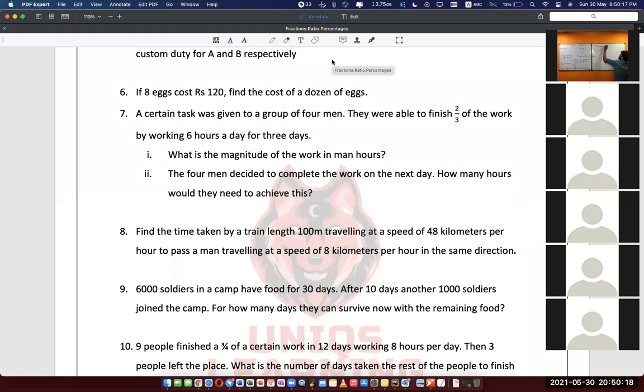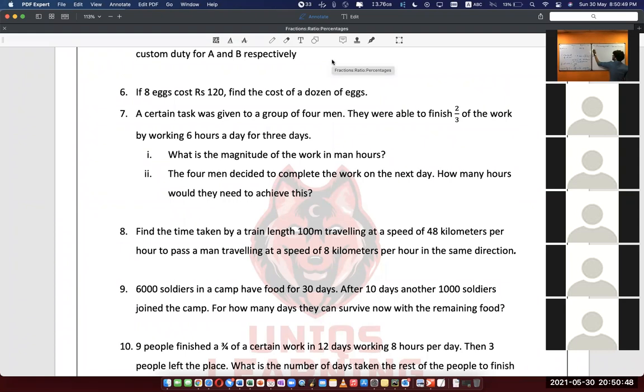Remaining work is going to be this value, right? 36 man hours. Because they have already completed 2/3 of the work, the remaining is 1/3 of the work. So 1/3 of the work is 36 man hours, right? So in that case, how many hours do they need? They have 4 men.